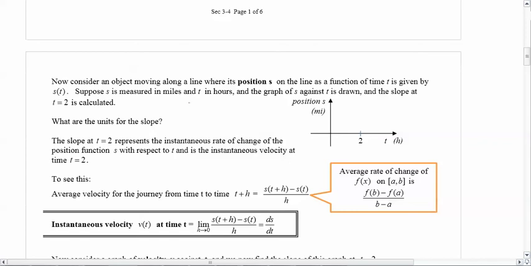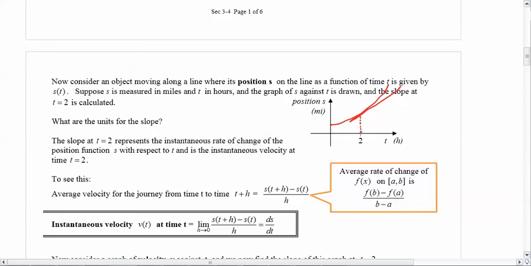Suppose s is measured in miles and t in hours, and we have the graph of s against t drawn. So suppose, for the sake of argument, that the graph of s against t looks something like that. And we calculate the slope at t equals 2. So there's the slope of the curve at that point.